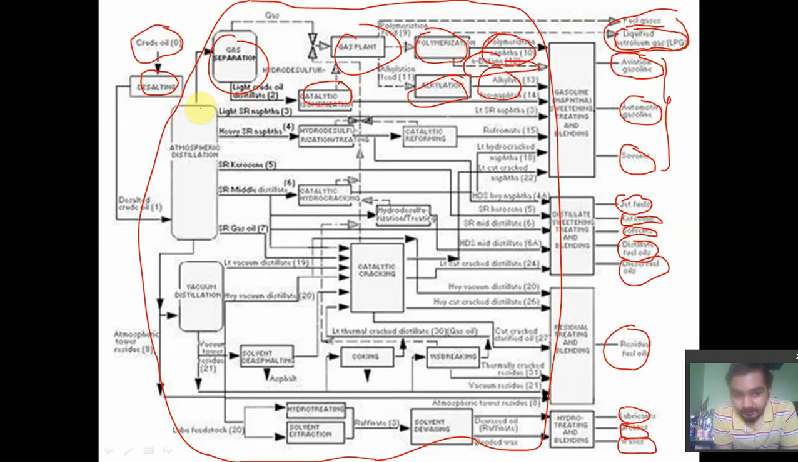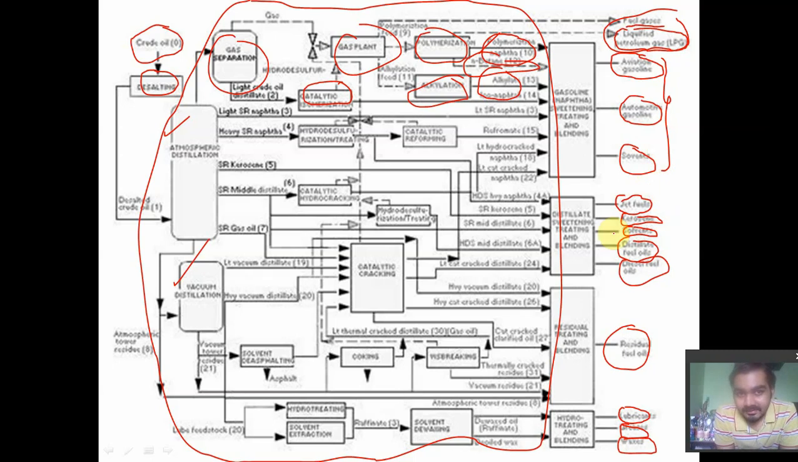And one thing, we have mainly two columns, atmospheric distillation and vacuum distillation. Those components which cannot be produced using atmospheric distillation are sent to the vacuum distillation and then we produce different products. From atmospheric distillation we get all types of oils. We will surely see in the next video what atmospheric distillation has as input and output.